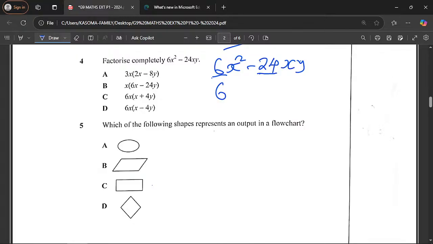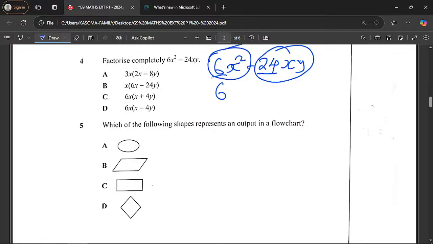Now we have found the highest common factor of the coefficients. What next? We identify the variables that are in both terms. When I talk about terms, I'm talking about 6x squared and 24xy. These are two terms. When I talk about variables, I'm talking about letters. Which letters are found in both? We find that x is found in both 6x squared and 24xy.